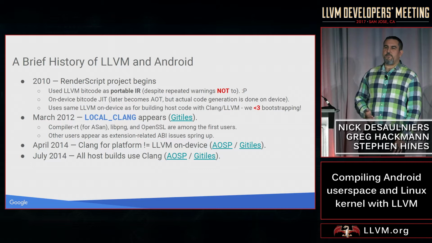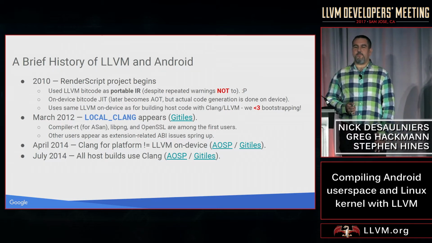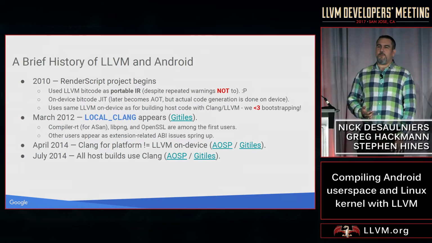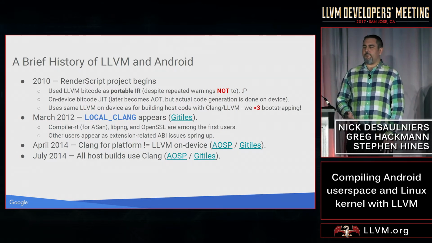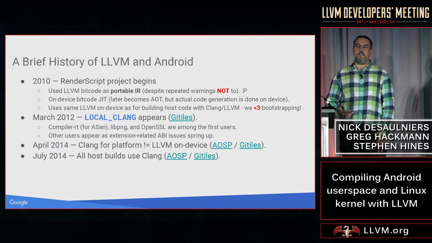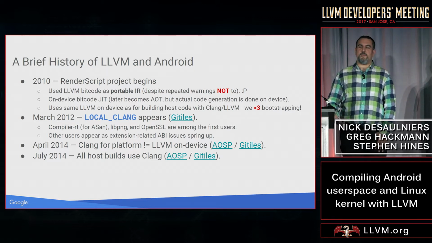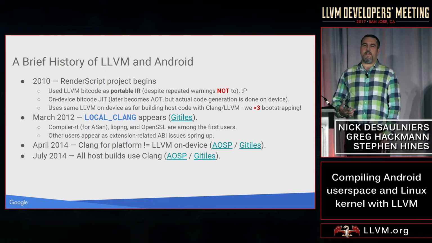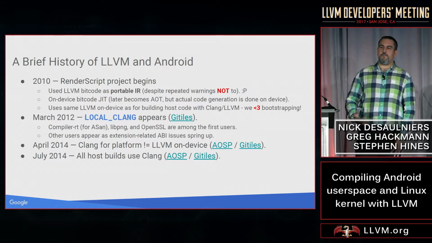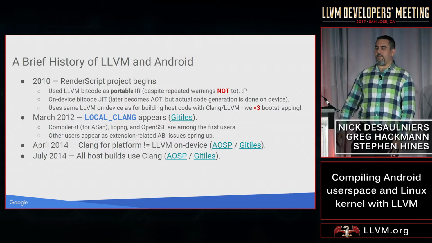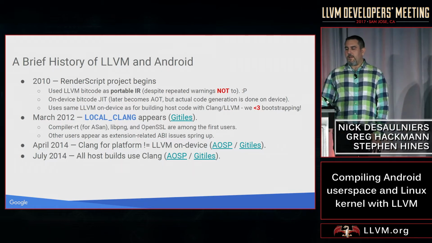By March of 2012, this little local Clang thing appeared. And really this was so that we could turn on Clang for some of the other parts of Android that we're building. This was a way of saying, hey, let's build this particular component with LLVM because we're going to get some extra benefit out of it. And the main use for this was starting to use address sanitizer on critical libraries. Also libpng and OpenSSL wanted to do things like ftrapv so that they can trap on overflow. This was before we were able to bring ubsan and stuff like that to Android.